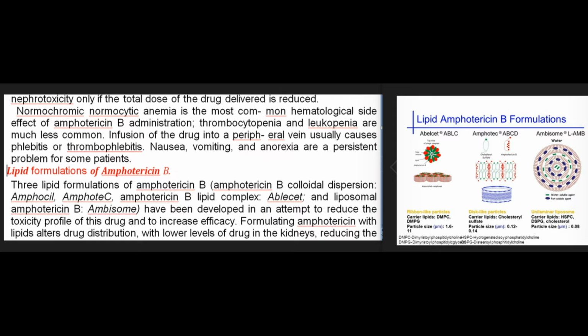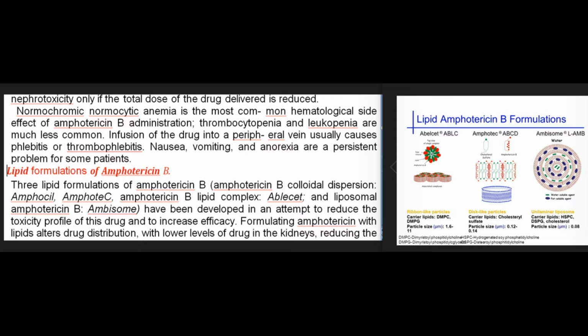Normochromic normocytic anemia is the most common hematological side effect of amphotericin B administration. Thrombocytopenia and leukopenia are much less common. Infusion of the drug into a peripheral vein usually causes phlebitis or thrombophlebitis. Nausea, vomiting, and anorexia are a persistent problem for some patients.